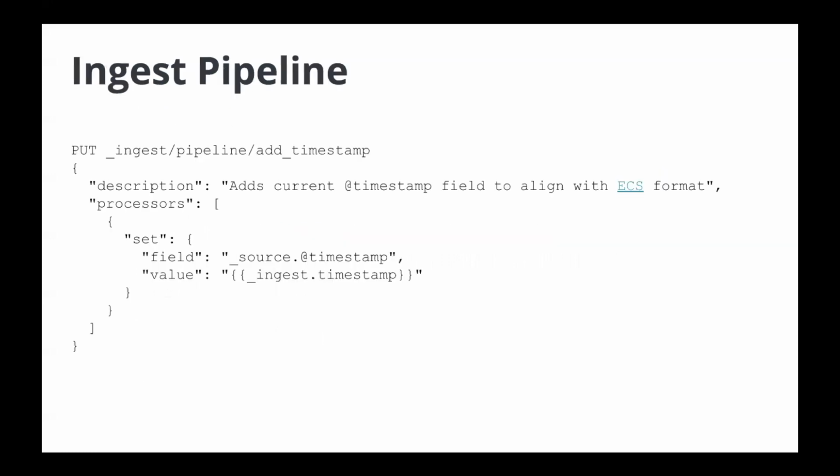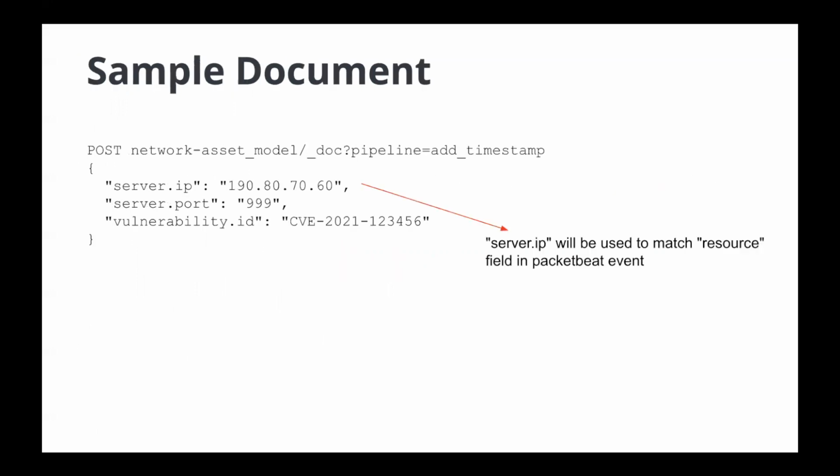later. The ingest pipeline is basically a simple pipeline to add a timestamp field to every incoming document. So this is, again, to align with the ECS format. A sample document looks something like this. Probably this is an oversimplified one. In production, you'd probably be expecting more fields. For the simplicity of this use case, this is what it looks like. And the server IP, again, we will use server.ip to match the resource field in the Packetbeat event.